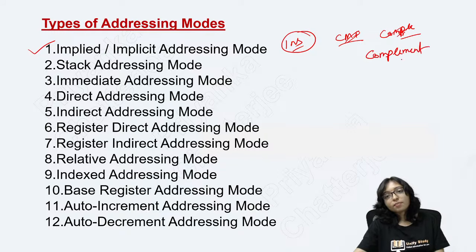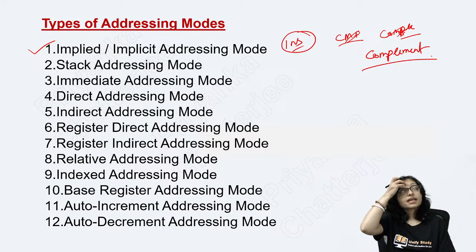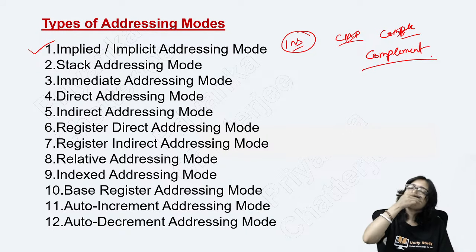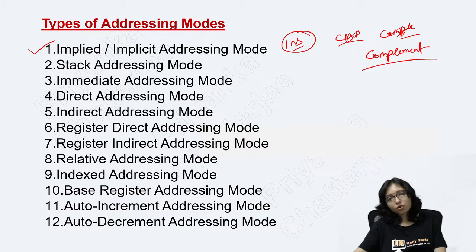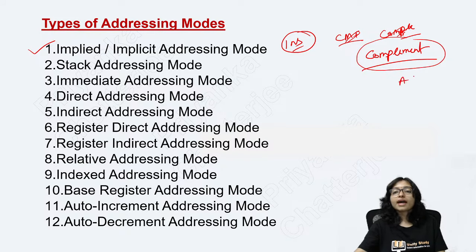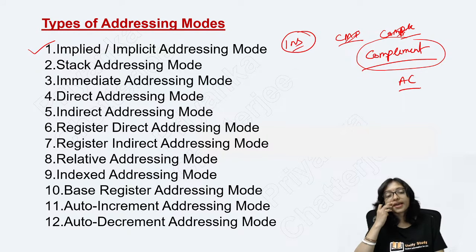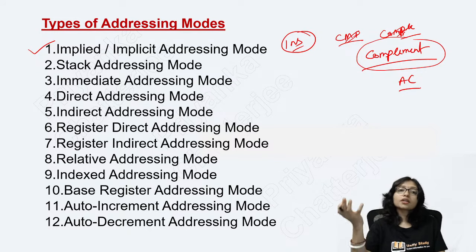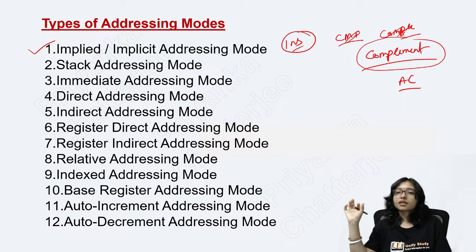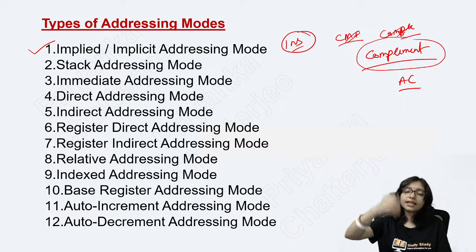For this complement, there is an opcode. With that opcode, the complement itself will tell you that whatever value is there in the accumulator, just complement that data. That is called implied addressing mode, meaning no need to mention anything. The instruction itself tells you what to do.